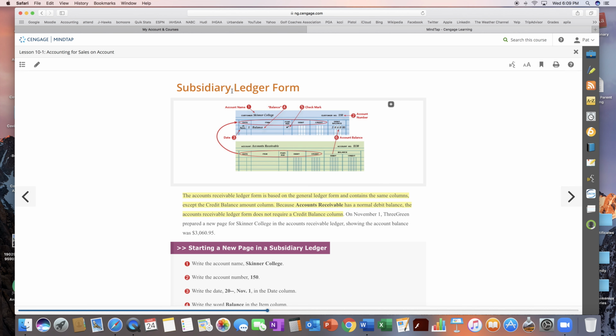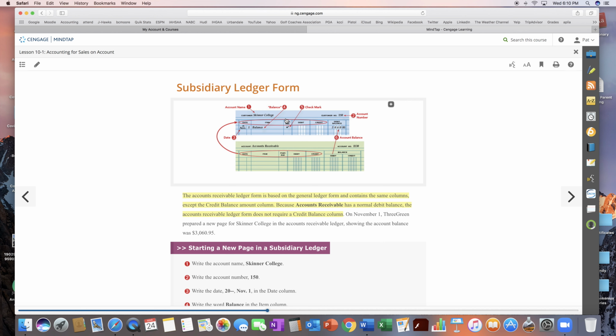All right, subsidiary ledger form. So this is something that we should recognize. This is the general ledger, an accounts receivable general ledger. We have the date, the post reference where you put the page number, the debit or credit that the account has, and then the balance with both debit and credit. That's a general ledger account. You can put any account on there, and this will never change.